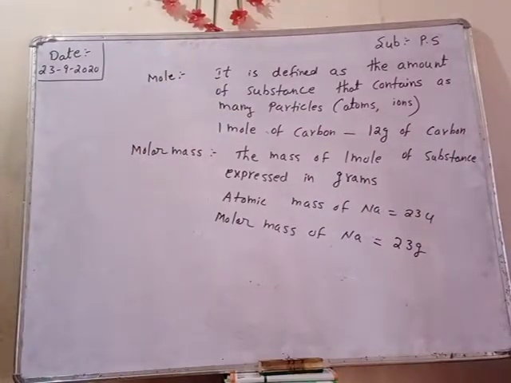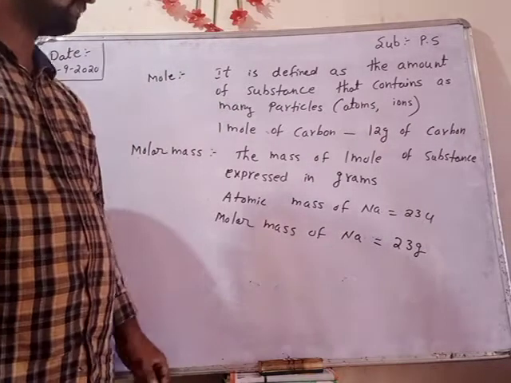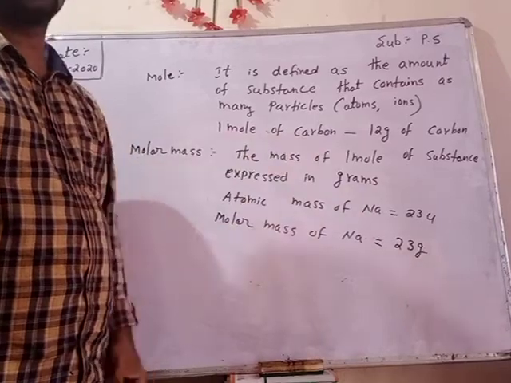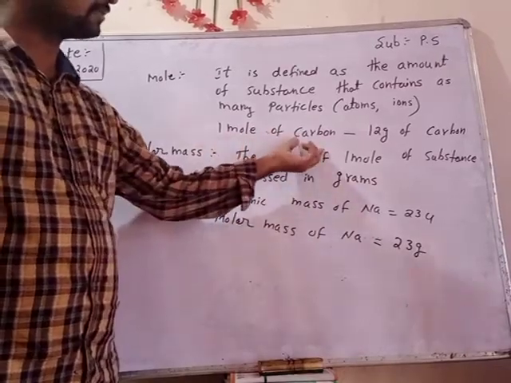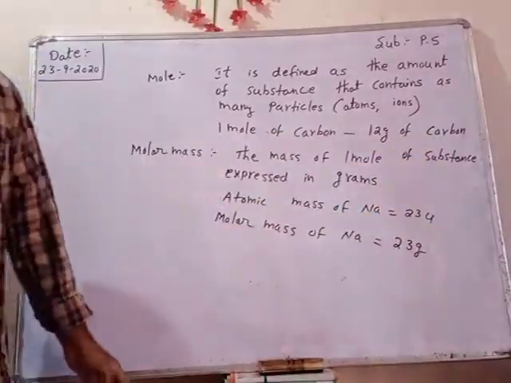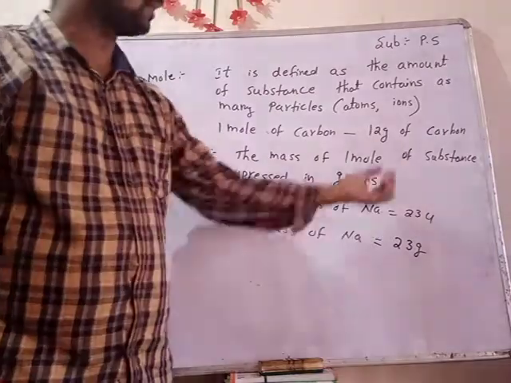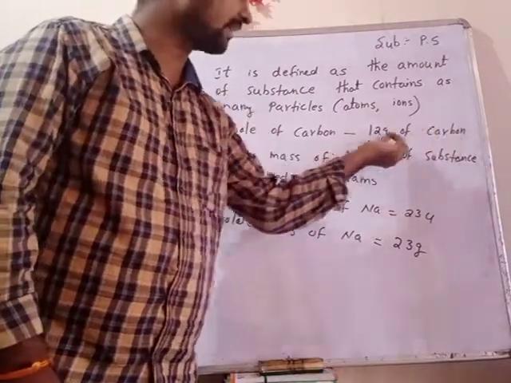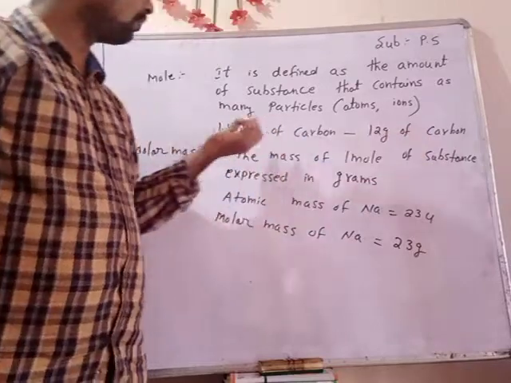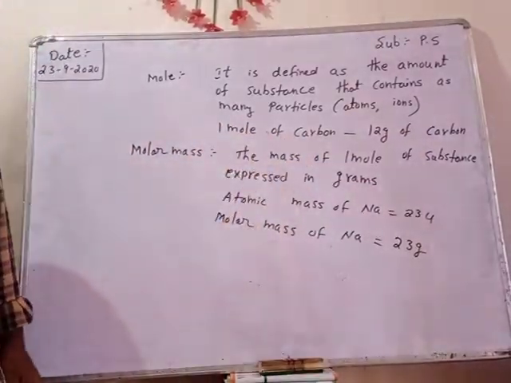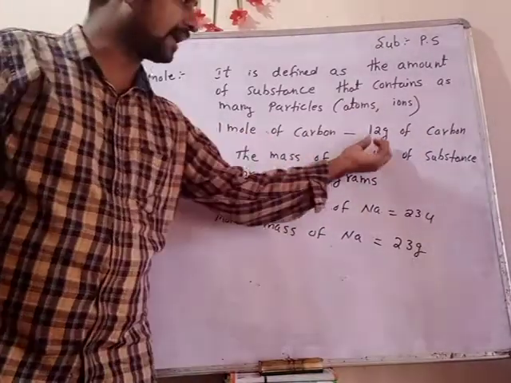Okay, so simply, for example, take 1 mole of carbon. 1 mole of carbon is equal to 12 grams of carbon. What is the mass of the carbon? 12 grams. 1 carbon atom mass is 12 grams. So it is equal to 1 mole of carbon. Clear? So 1 mole means simply 12 grams.